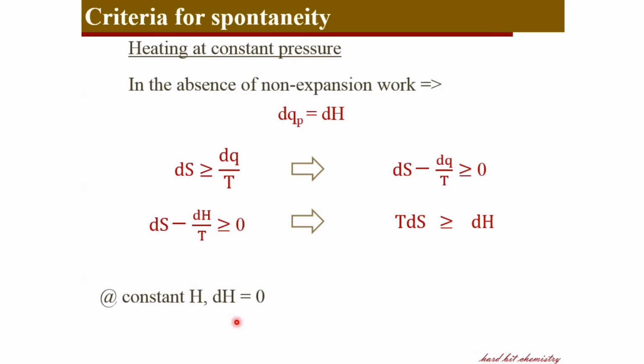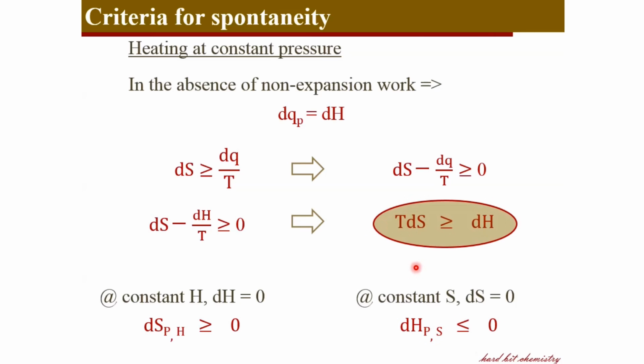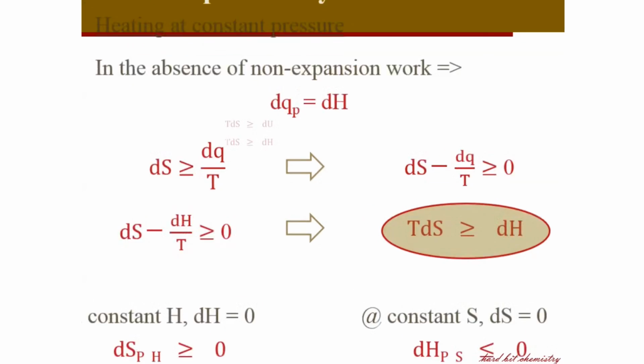And imposing the condition of constant enthalpy, the dH value is 0. Therefore, we can write the change in entropy during a constant pressure and constant enthalpy process is always greater than or equal to 0. And likewise, imposing the constant entropy condition, we reach that the change in enthalpy during a constant pressure, constant entropy process is always less than or equal to 0. And this expression, the formulation of Clausius inequality at constant pressure condition, is giving rise to Gibbs free energy.